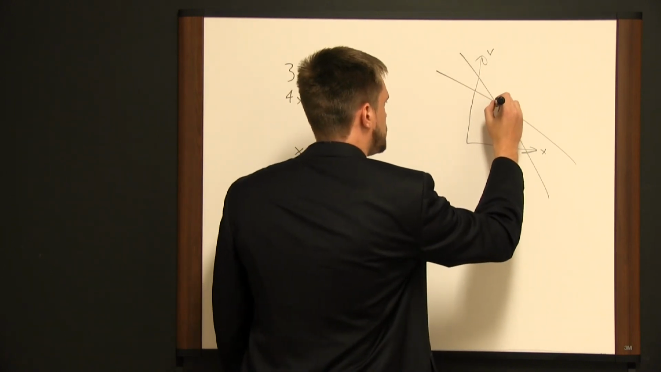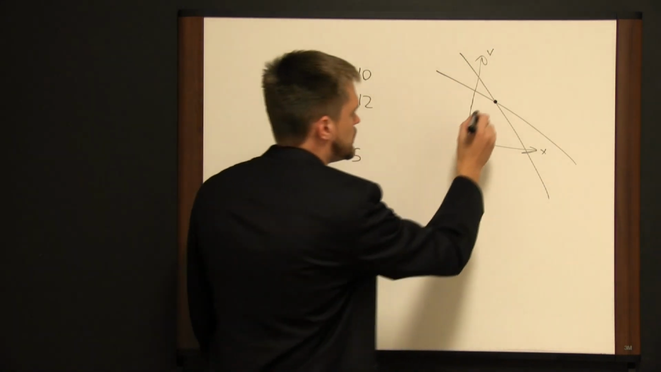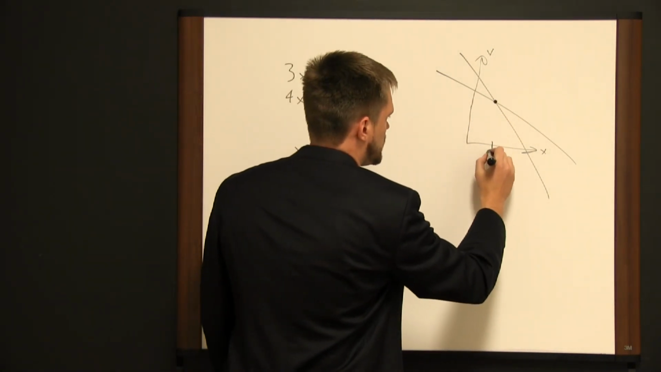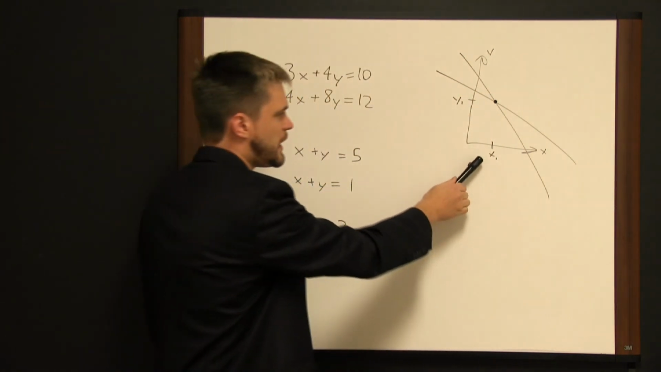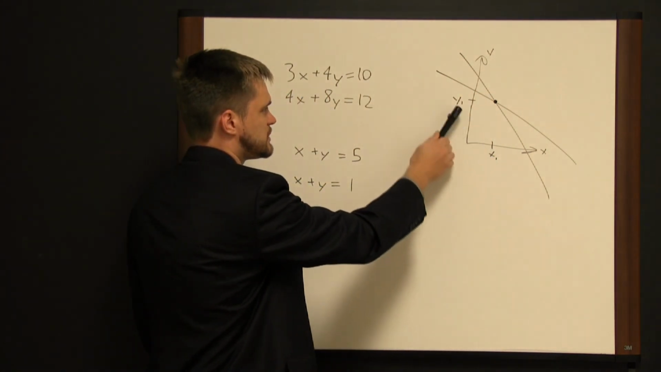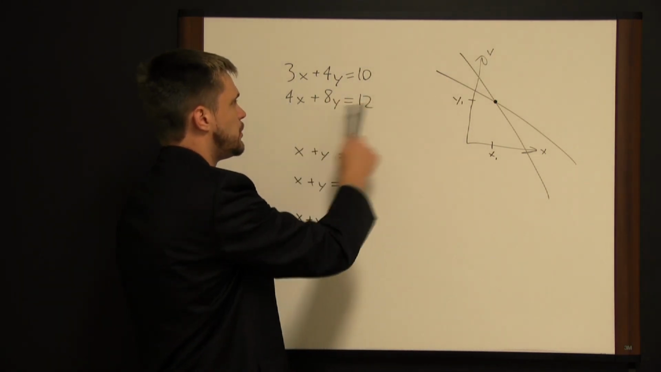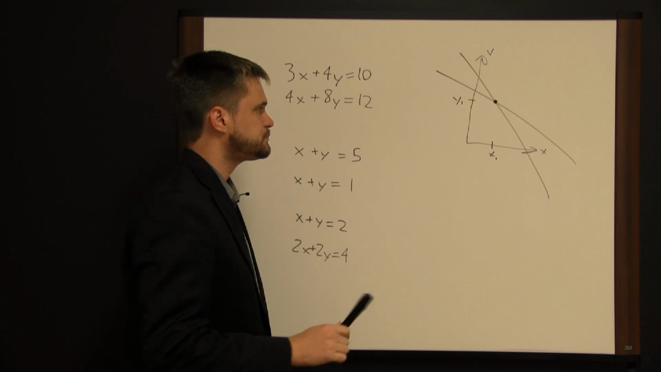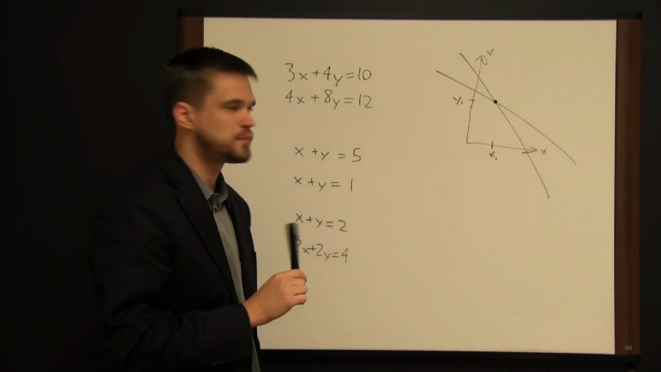And this point right here is where these two lines intersect. And so this point has an x-coordinate and a y-coordinate. And the values of this x and y-coordinate are the values for x and y that satisfy both of these equations. And so that's how you can kind of think about systems of equations graphically.